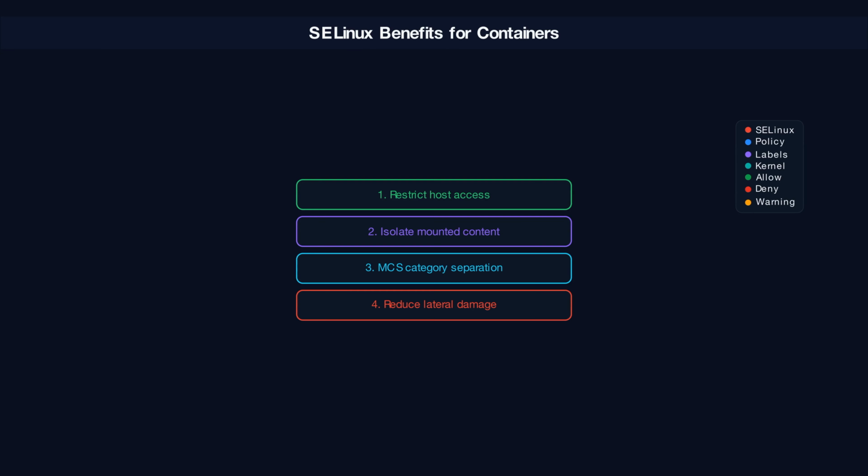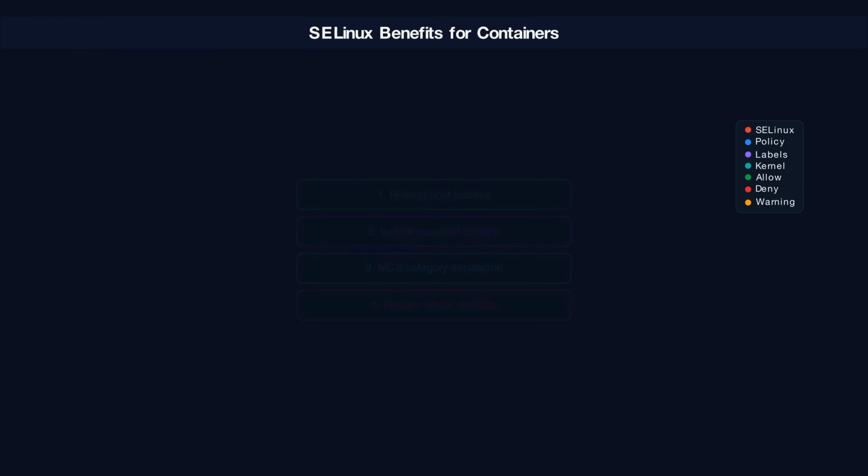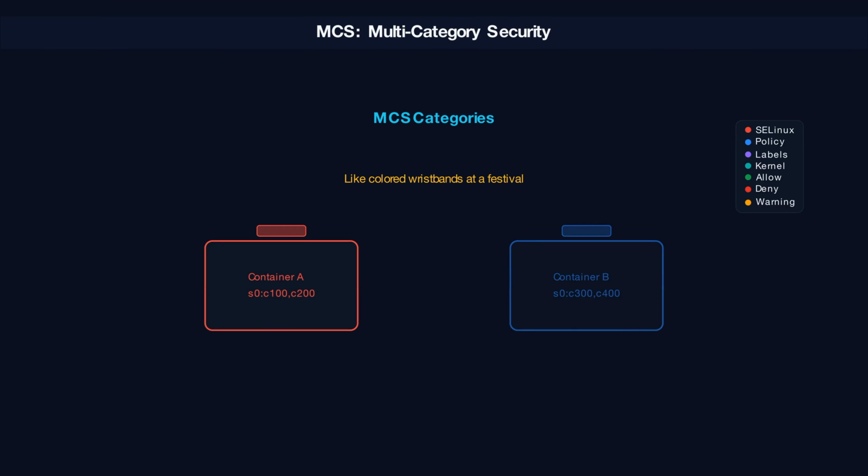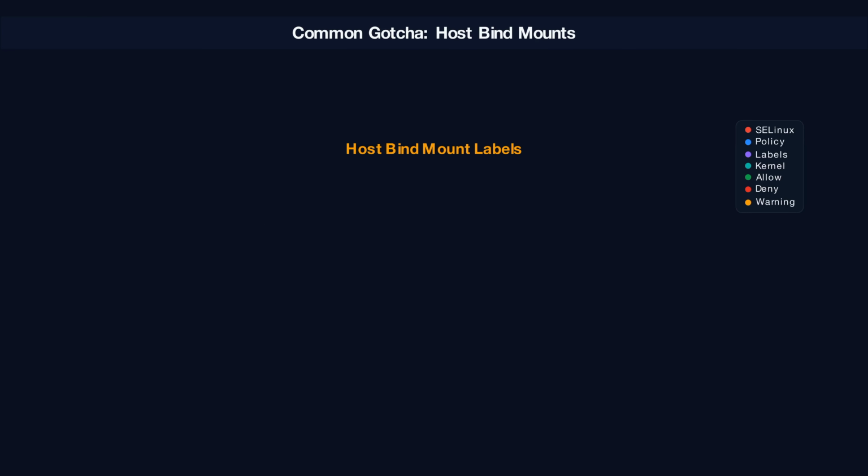Think of MCS categories like colored wristbands at a festival. Even though everyone is a festival goer, the same broad type, your red wristband only lets you into the red stage area. Another container with a blue wristband cannot access your files. The most common container gotcha is host bind mounts with wrong labels. The host directory label must be compatible with the container domain.